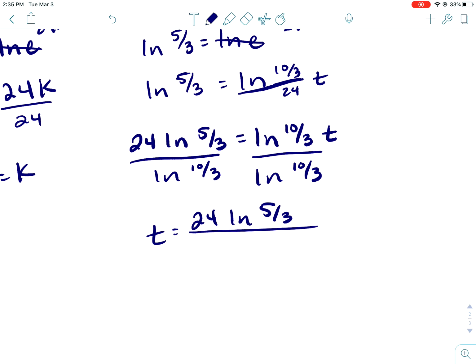And when on a non-calculator problem, this is it. This is all we can do.